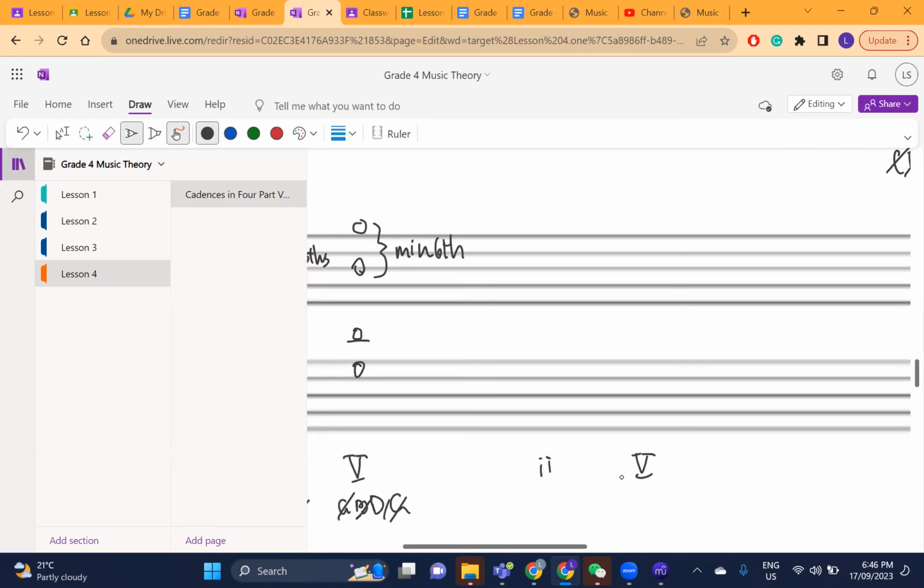So let's do another 2 to 5 in B major. Key signature: B major, 5 sharps, G sharp. In order, please. C sharp, D sharp, D sharp, A sharp.